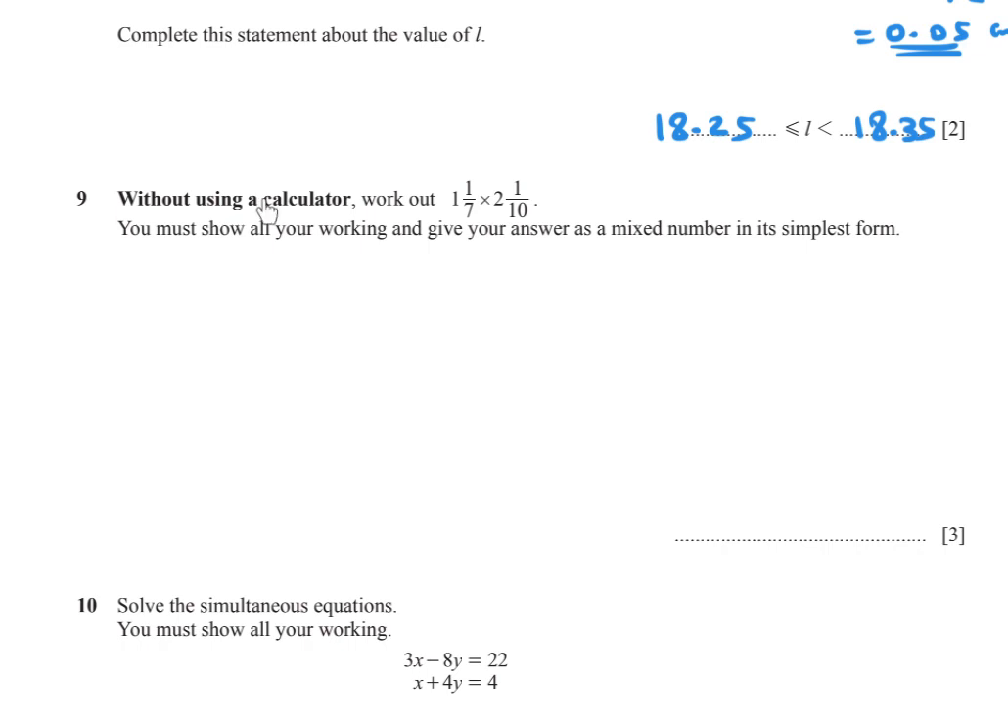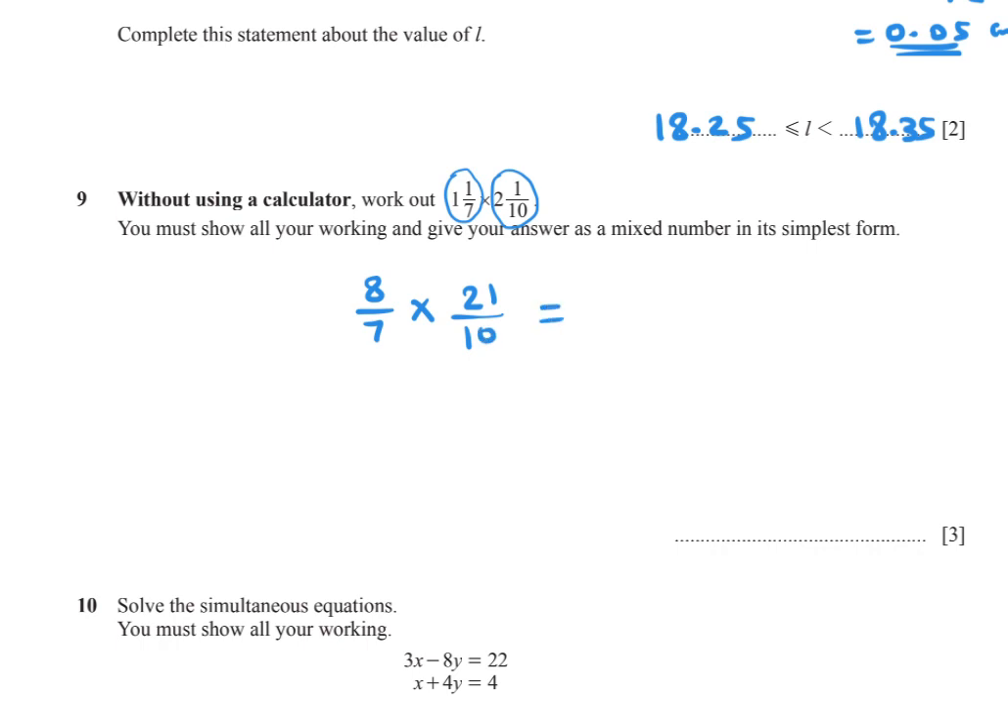Number 9, without using a calculator, work out 1 and 1 over 7 times 2 and 1 over 10. You must show all your working and give your answer as a mixed number in its simplest form. So convert the mixed number to improper fraction. 1 and 1 over 7 will be 8 over 7 times 2 times 10 plus 1, so 21 over 10.